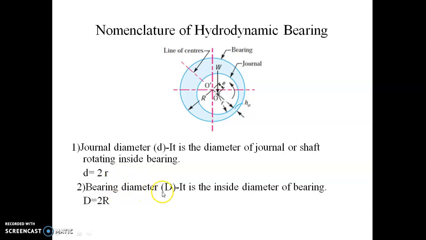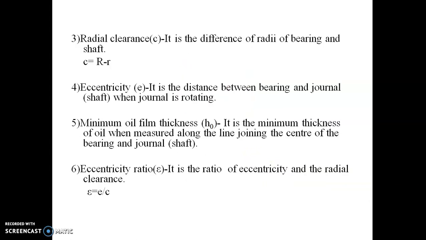Second is bearing diameter, capital D. It is the inside diameter of the bearing. So capital D is equal to 2 times R. The radial clearance C. It is the difference of radii of bearing and shaft. So C is equal to capital R minus small r.